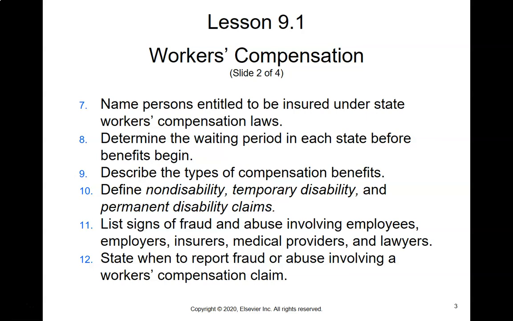9. Describe the types of compensation benefits. 10. Define non-disability, temporary disability, and permanent disability claims. 11. List signs of fraud and abuse involving employees, employers, insurers, medical providers, and lawyers. And 12. State when to report fraud or abuse involving a workers' compensation claim.